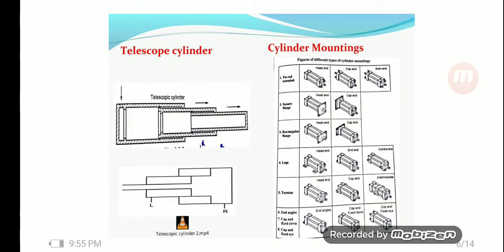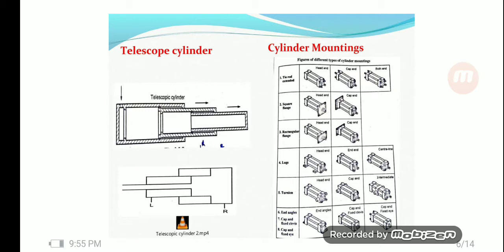The next type of cylinder is the telescopic cylinder. Telescopic cylinders are nothing like a telescope. This type of telescopic cylinder is mainly used in limited space to increase the length of the stroke. A telescopic cylinder has a large amount of forward stroke.